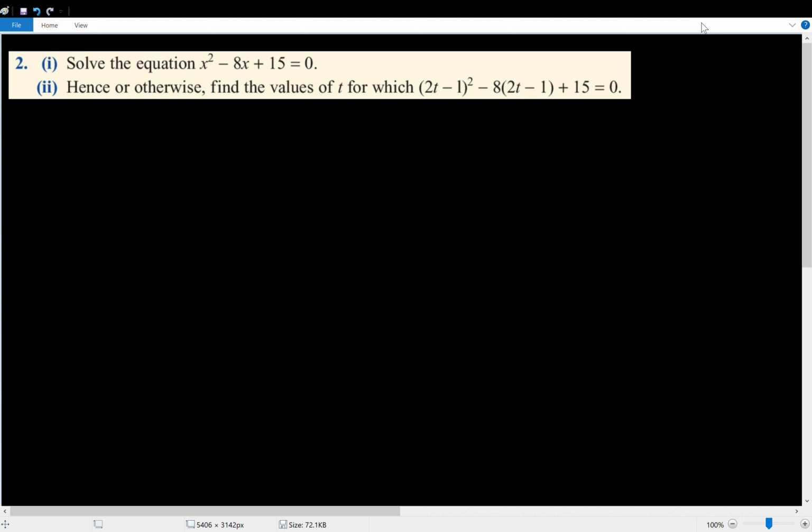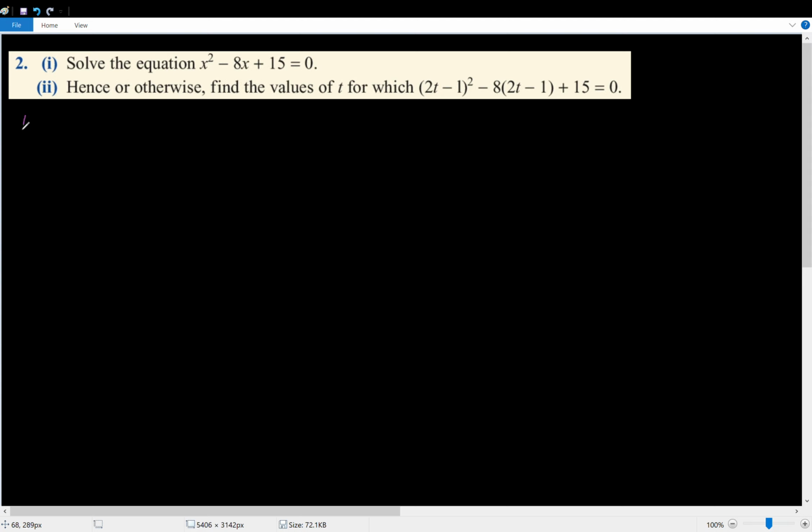This is question 2 from exercise 6.4 in Project Maths 2. For part 1, we have to solve the equation x squared minus 8x plus 15 is equal to 0. And for part 2, it says hence or otherwise find the values of t for which (t plus 2 minus 1) all squared minus 8 times (t minus 1) plus 15 is equal to 0. And we'll take this one step at a time.